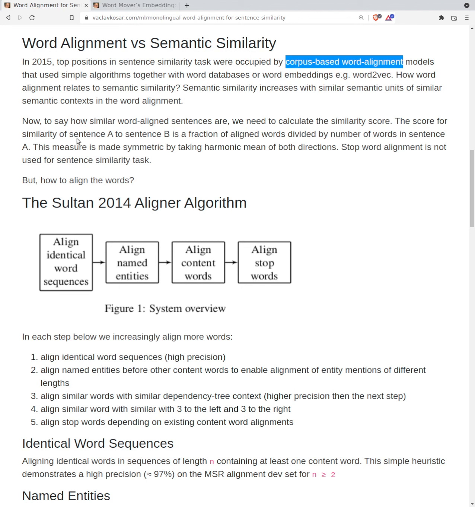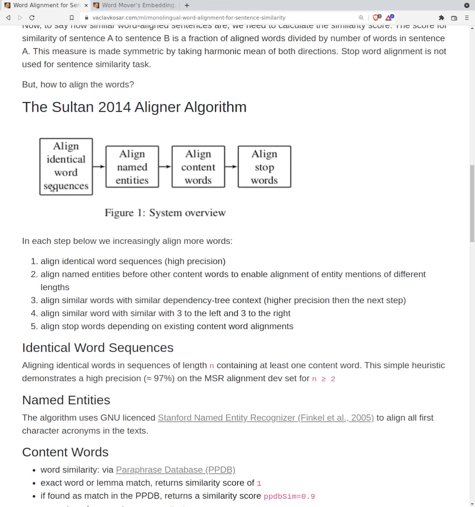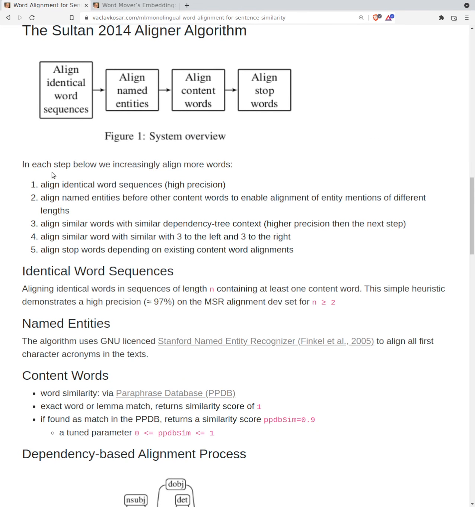I will describe the algorithm in a moment. But how exactly do you calculate the score for the similarity? Well, you can do it like this, right? You will see that it makes sense. You look at it from the point of view of sentence A, you map to sentence B, and you calculate the number of words that I was able to align divided by the total number of words in sentence A. And this is the score. You do it both ways, and then you take the harmonic mean. This is the score. Okay, the Sultan Align algorithm in detail, how does it exactly work?